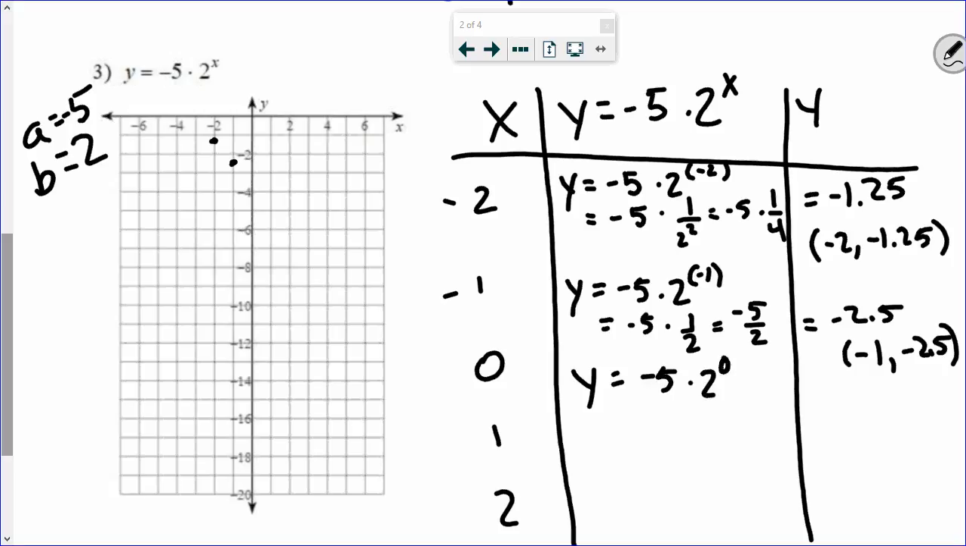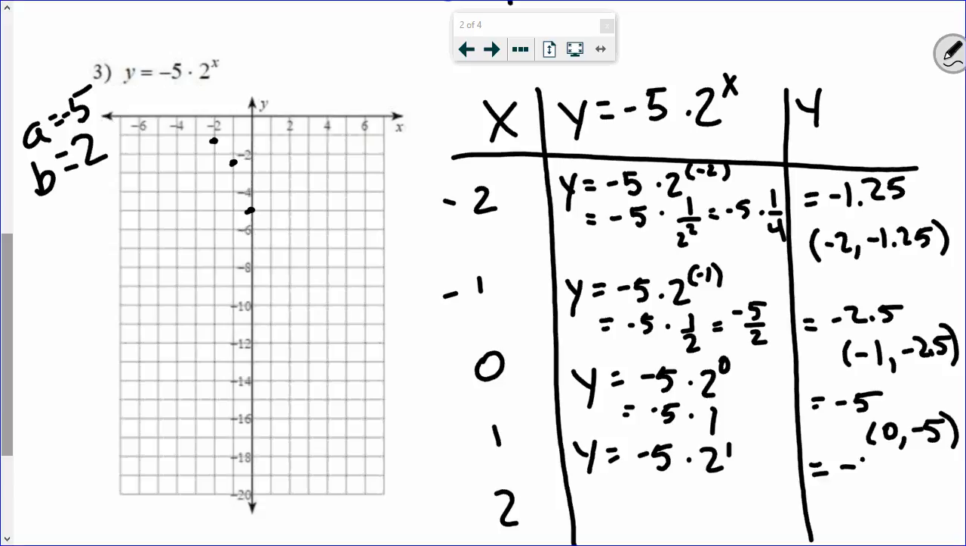-5 times 2 to the power of 0. That's just -5 times 1. So the result here is -5. I plug in 0, I got -5. Over here and plot that. Let's continue to plug in 1, -5 times 2 to the first. The first is just 2, so this is -5 times 2, -10. So (1, -10) is a point that we can use on our graph.